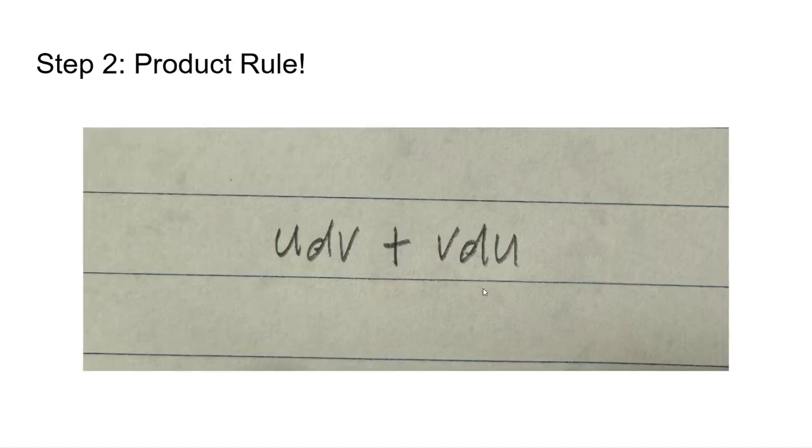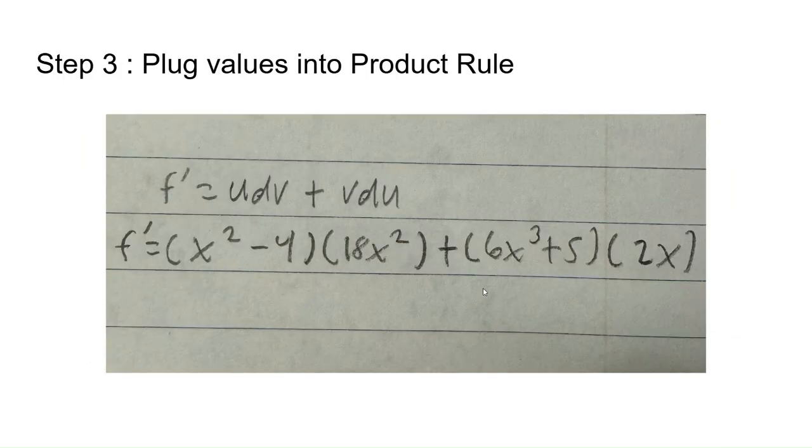So our second step would be to plug these values back into our product rule. And in doing so, we would find that f prime of x would equal x squared minus 4, which would be our u, times dv, which would be 18x squared, plus 6x cubed plus 5, which is our v, times 2x, which would be our du. Sorry.